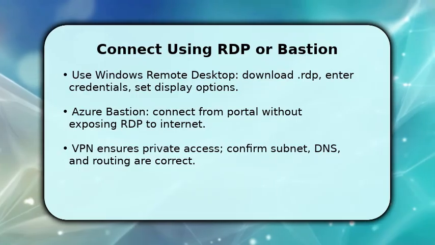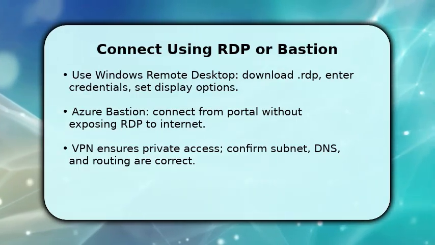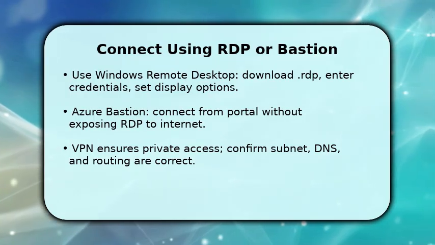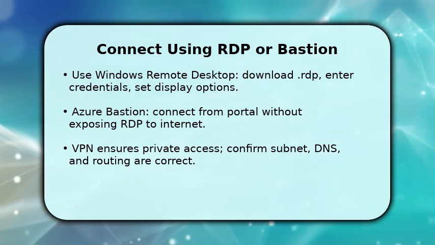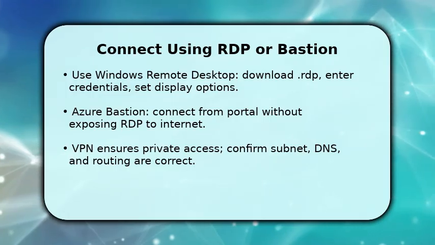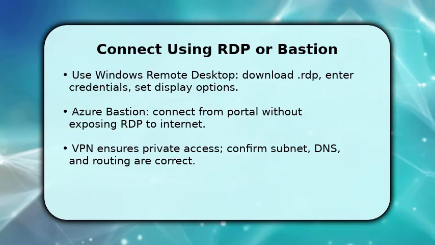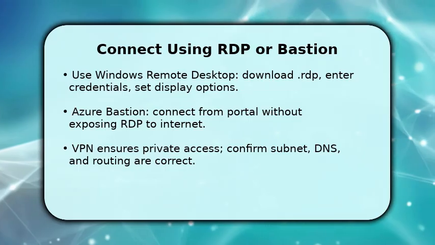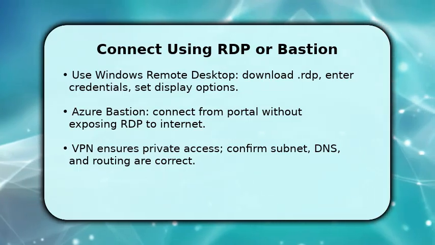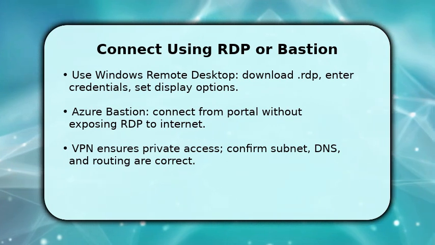Now establish the connection. If using RDP, download the RDP file from the portal, open it, and enter the VM username and password. Accept certificate prompts if necessary. If security is a priority, choose Azure Bastion in the VM blade and click Connect to open an in-portal session. No public IP needed.